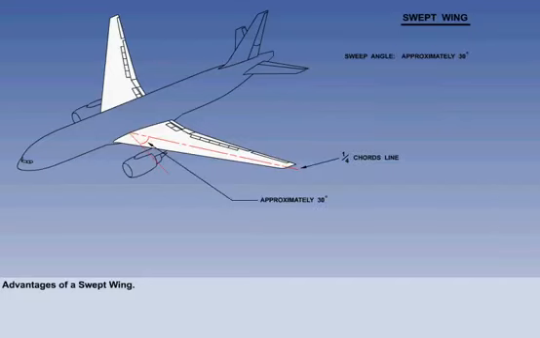Just as a matter of interest, the sweep angle for a jet transport aircraft is approximately 30 degrees, measured from the quarter chord line to a line perpendicular to the root chord.